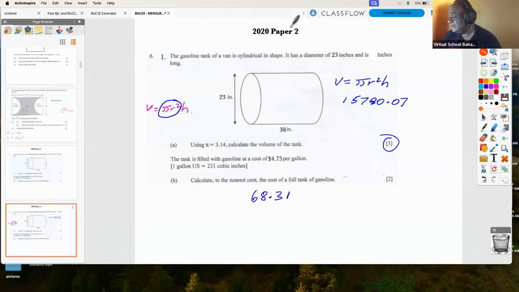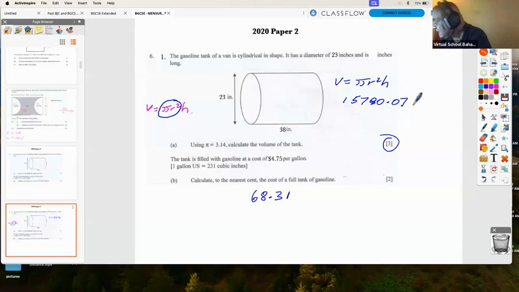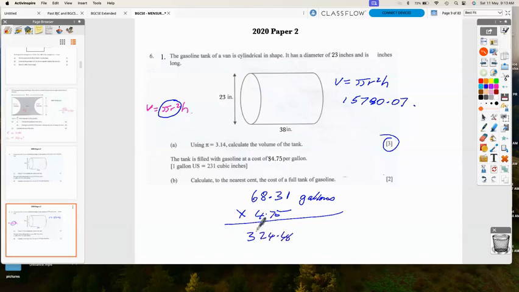Who understands why she got that? Why she did that division? She divided to convert the cubic inches into gallons. And so she got 68.31. This is now gallons. You understand? And if 1 gallon is 4.75, we multiply this by 4.75 to get our answer. And when you put that in your calculator, what did you get? $324.48. Everybody cool with that?